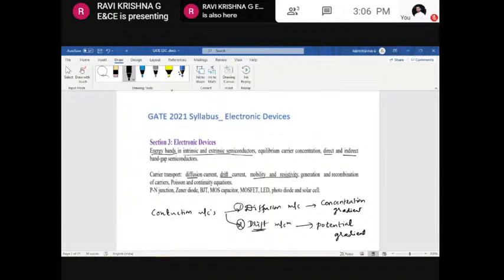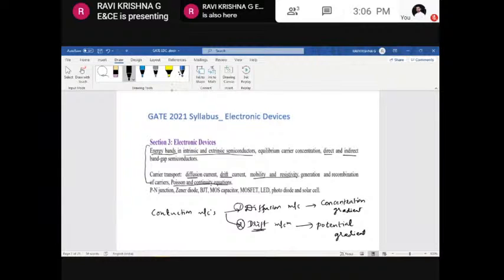Next, we need to understand the generation and recombination of carriers. That is known as the electron-hole pair generation and recombination process. The next thing is Poisson's and the continuity equation. Anyhow, these are the very basics that you should have. So before going to the next stage, that is the devices, first you should be aware of these concepts.